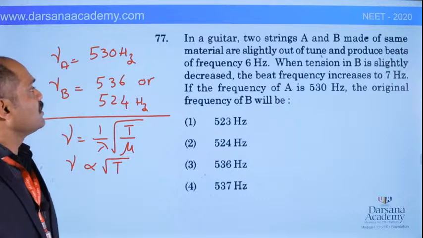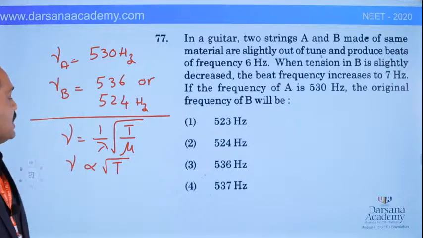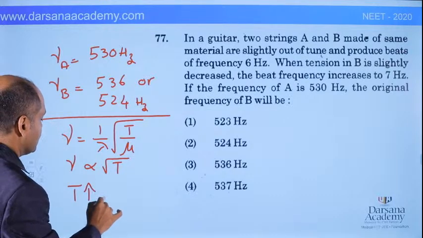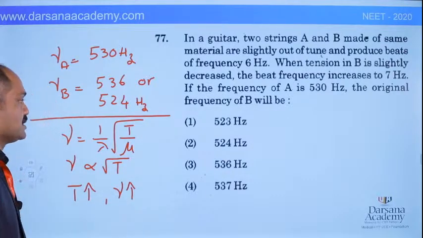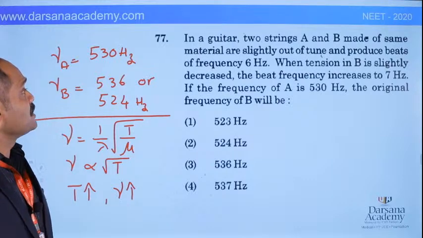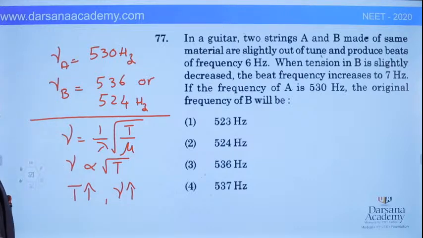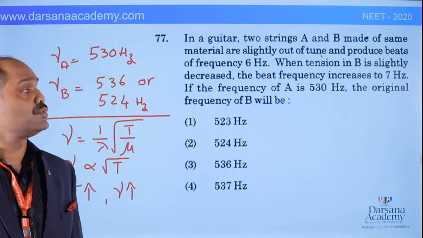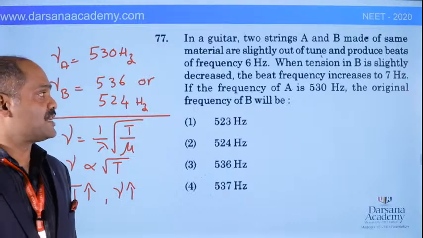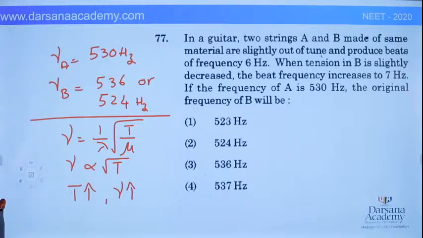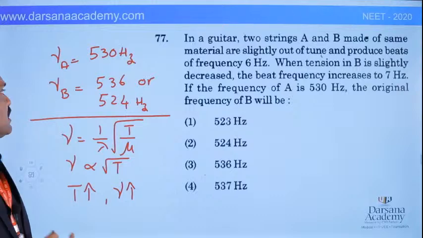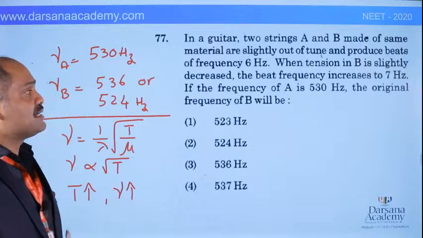Here, what happens to the tension of B? The tension of B is decreased, so the frequency of B is going to decrease, but the beat frequency increases from 6 to 7 hertz. So which one are you going to choose, 536 or 524? Just use your common sense. Again you have to get 7 hertz.